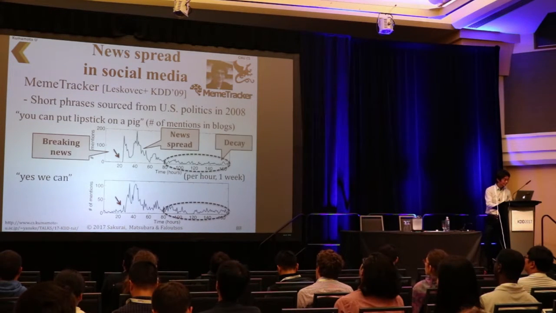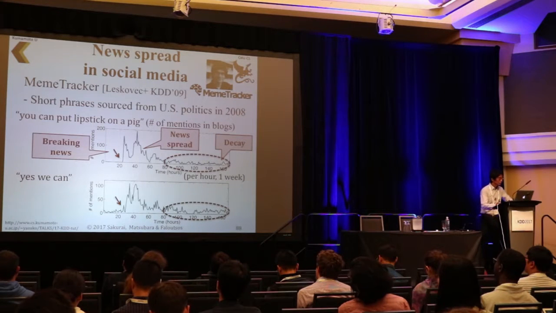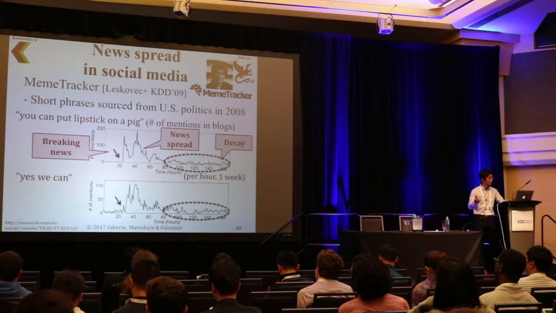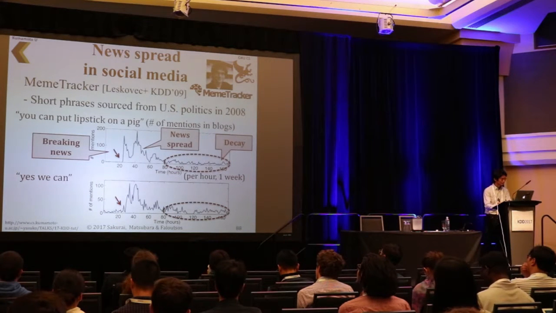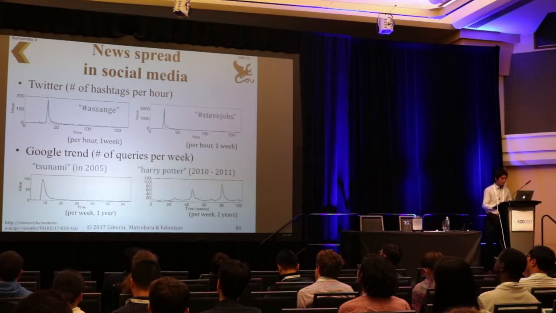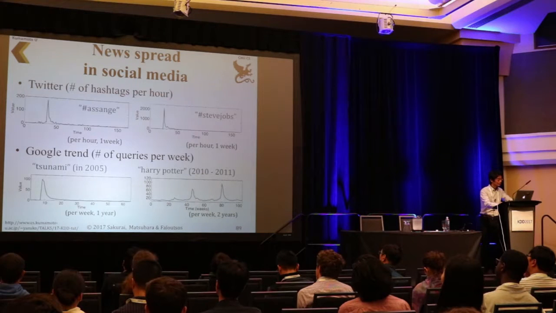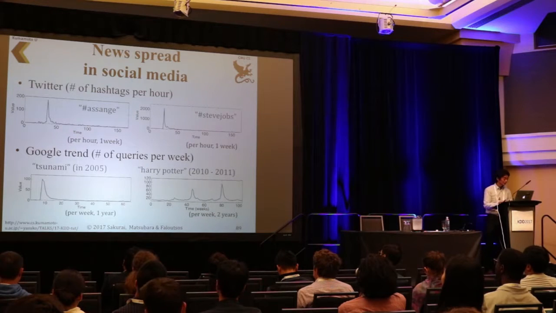For both cases, we can see three parts of the situation. The first one is breaking news. The next one is news spread, and also decay, because people forget the news or lose interest in such short phrases or news. Another example is Twitter, Assange or Steve Jobs. These figures show the number of hashtags per hour, and also Google Trends, which is the number of queries per week for Google service, for Tsunami or Harry Potter.